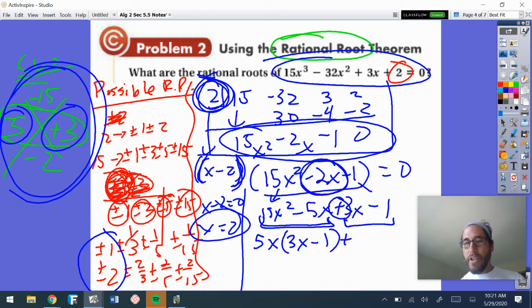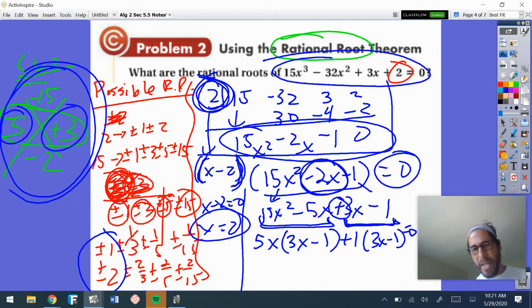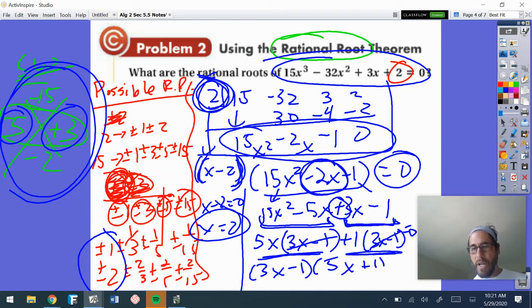Remember, plus. Now, there is nothing in common there. But if there's nothing in common, there's always something in common. There's always a 1. Okay, 3x minus 1. And then remember, it's still always equal to 0. And then we've got 1 and 2 terms. What's common goes in the first one, right? And then we get 5x plus 1 is equal to 0. And then I solve each one of those.